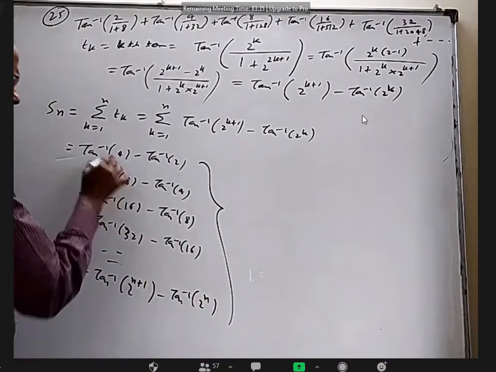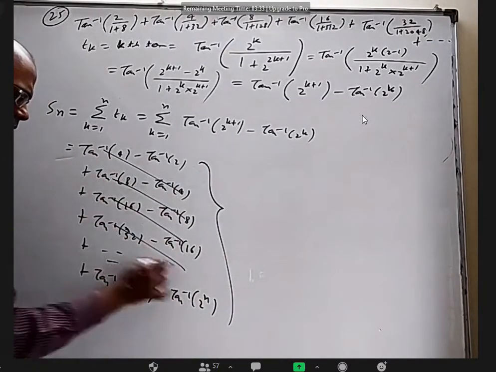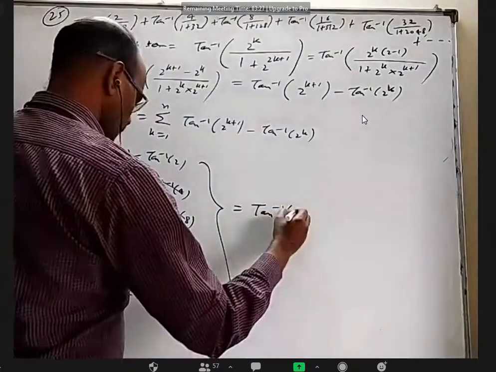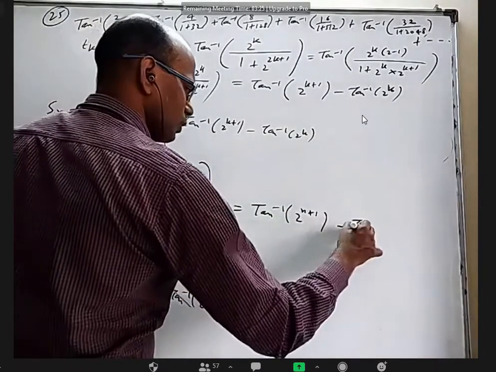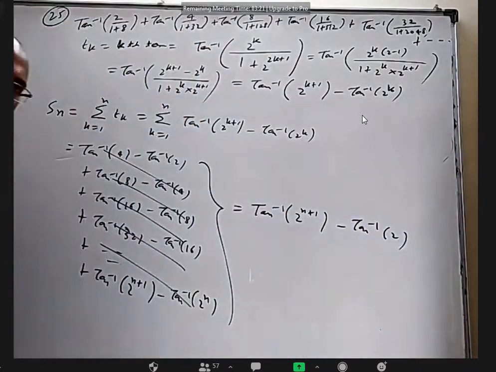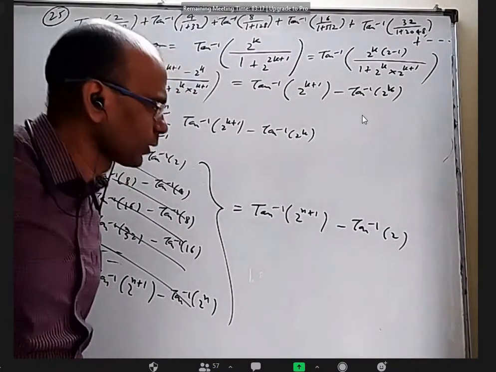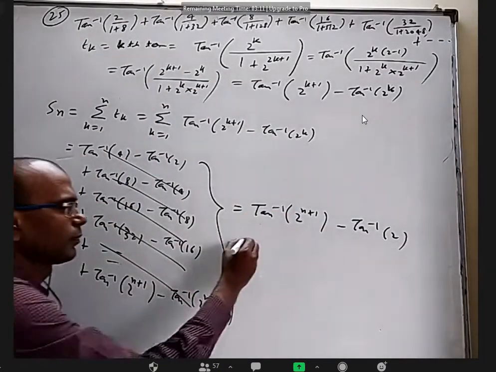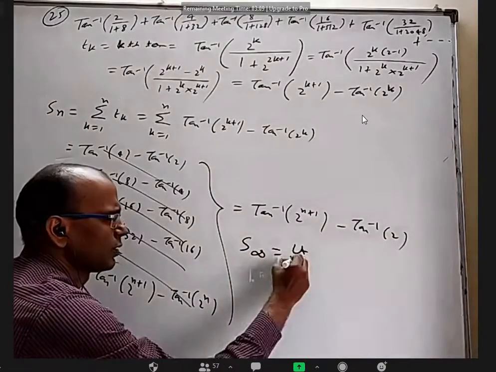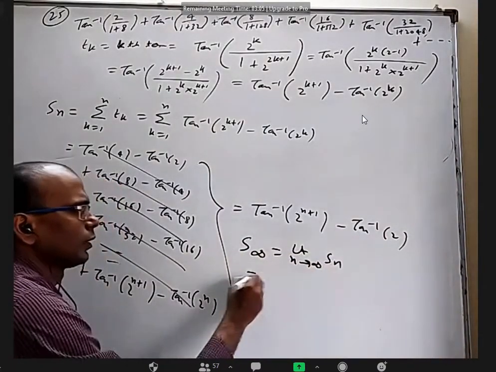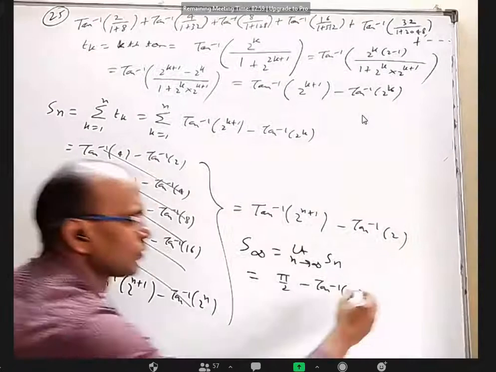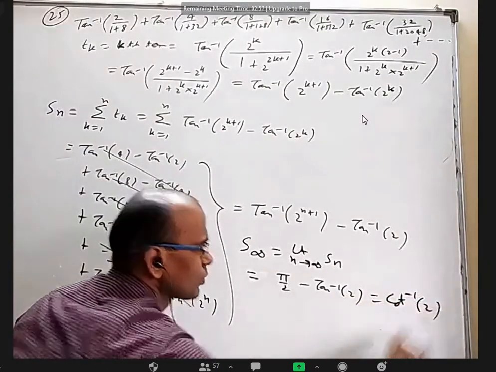When you add, all these will cancel. You will be left with this and this. That is tan inverse 2 power n plus 1 minus tan inverse 2. Finally, it is same answer. Question is different, but answer is same. This is also becoming pi by 2 because when n is becoming infinity, this is becoming infinity, tan inverse of infinity is pi by 2. So as limit n tends to infinity, Sn is pi by 2 minus tan inverse 2, which is again cot inverse 2.